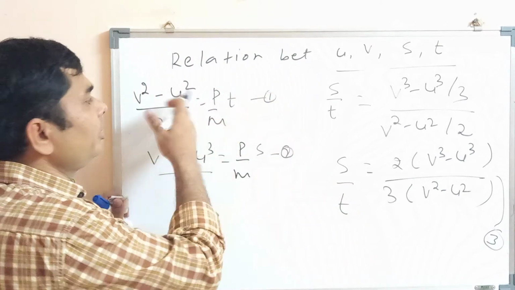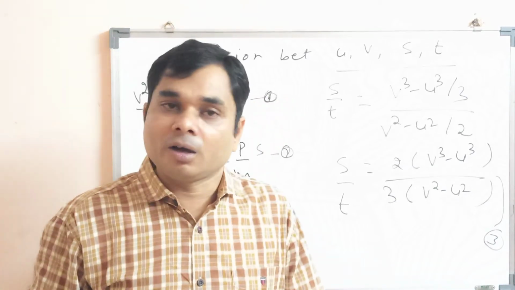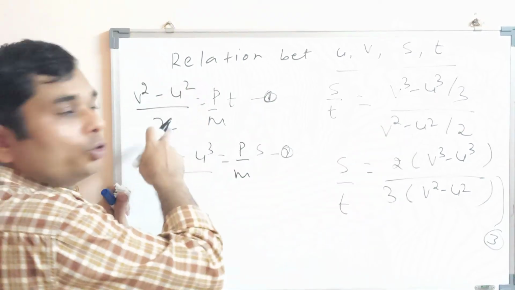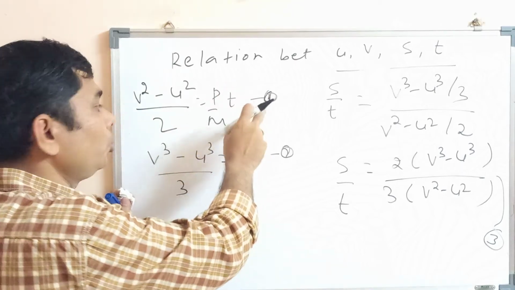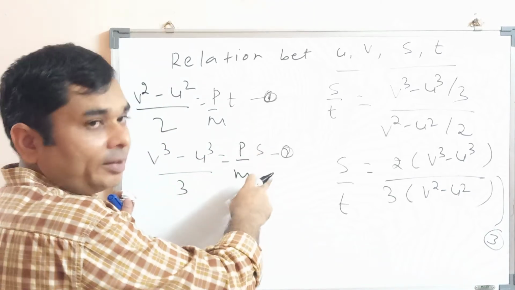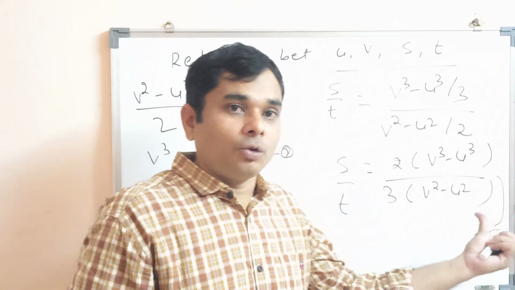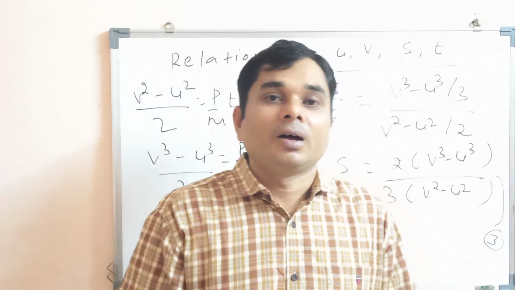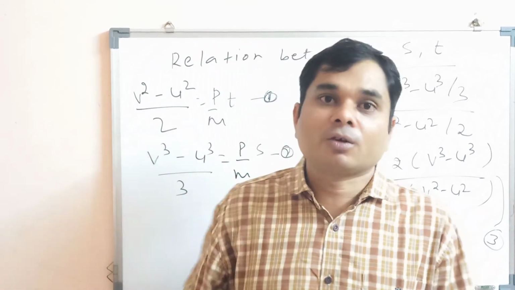So जब भी हम लोगों को इनमें से कोई भी क्वांटिटी दी होगी और दूसरा कोई क्वांटिटी अननोन क्वांटिटी फाइंड आउट करने का होगा, so we can use any one of these three formulas. The first one is v square minus u square by 2 is equal to p by m into t. Second one is v cube minus u cube upon 3 is equal to p by m into s. फिर इनका रेशियो अगर लेंगे तो s upon t is equal to 2 into v cube minus u cube upon 3 by v square minus u square. So these are the relations. We can solve the problems based on any of these quantities.